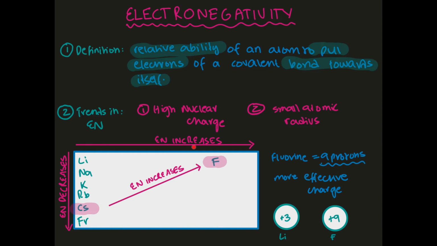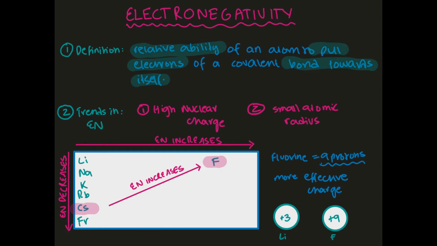On the other hand, as you go across the period, the nuclear charge is going to increase. So because of that, the electronegativity is also going to increase. In this case, electronegativity will increase in this direction, diagonally. So as you go from cesium to fluorine, the electronegativity will increase. So this is the trend in electronegativity. We will not consider francium in this case because it's radioactive.